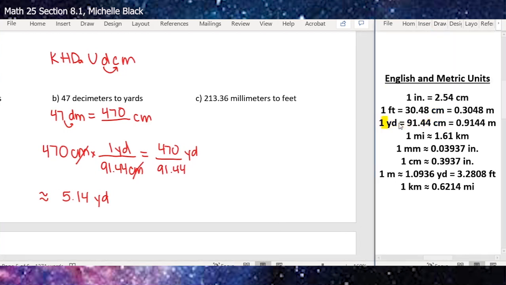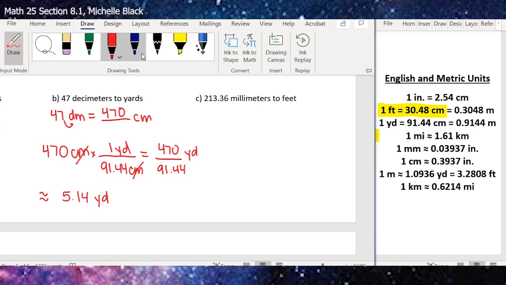Why don't you take a second and pause the video and try part C on your own, then come back and check your work. So similar to part B, we don't have anything that directly goes from millimeters to feet. I do have millimeters to inches, which I could then do to feet, or I have something where I have feet and centimeters, so maybe I can use the same exact thing I did in part B to first convert millimeters to centimeters and then use this conversion here using feet.